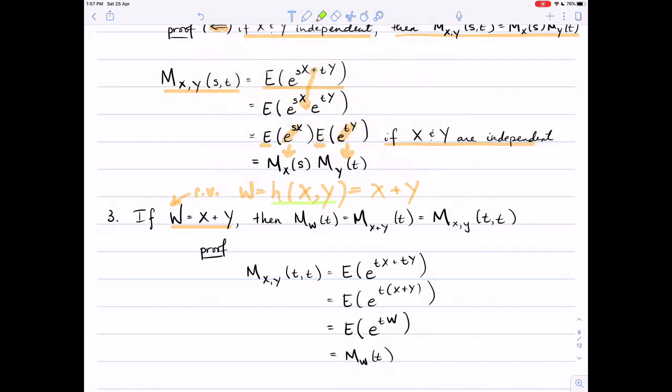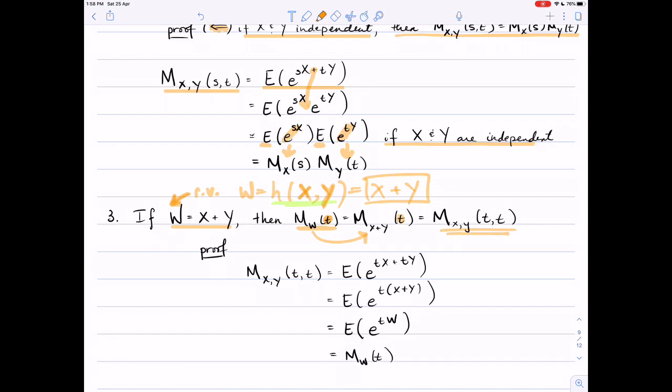For general functions h of x and y, this does not hold. But if we have a very specific type of function, if we have a sum of two random variables, then the moment generating function of w, where w is x plus y, sometimes this is written as the moment generating function of x plus y. Notice this is a single variable, right? W is a single random variable. It is created from two others, but it is a single random variable, and so there is a one-dimensional moment generating function.